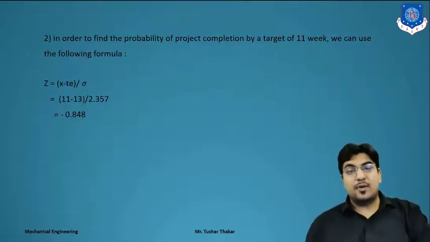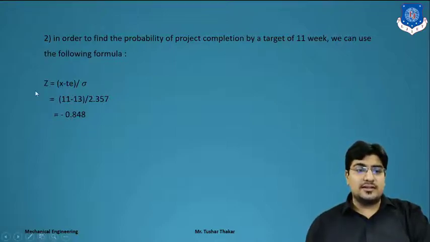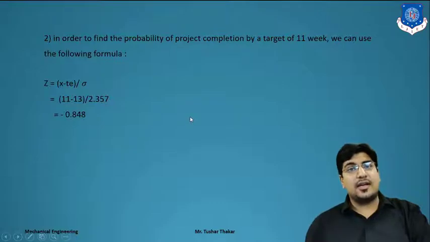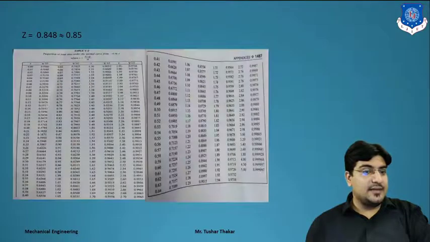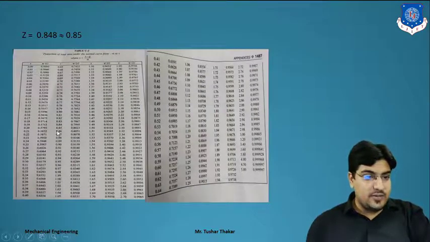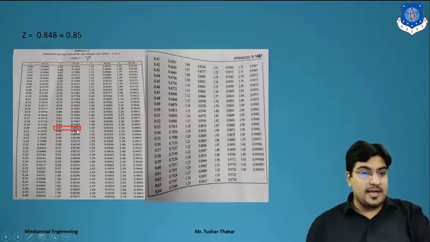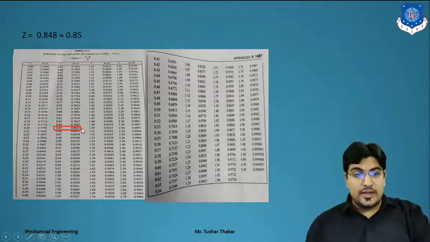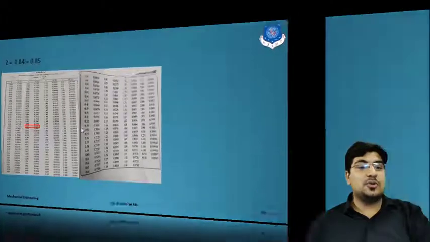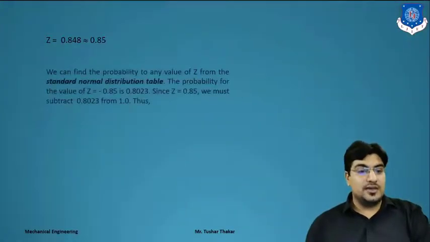So how do we calculate the probability? We already saw in the last lecture. For the z-score, we have to check the table in which we consider the 0.85 value of z, and according to that we find the probability. So let's see in the same table over here. Where is the 0.85 value? Here the 0.85 value is there, and the probability is 0.8023. So what we have to do, we have to subtract that value from 1.